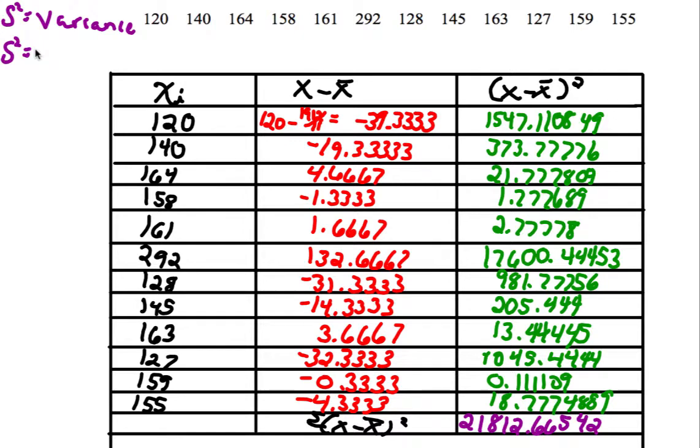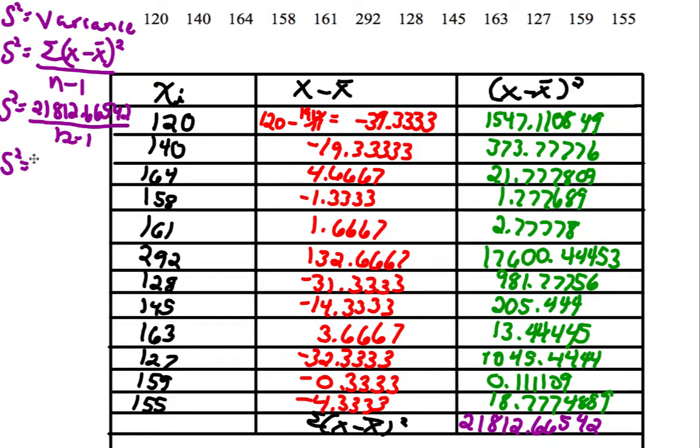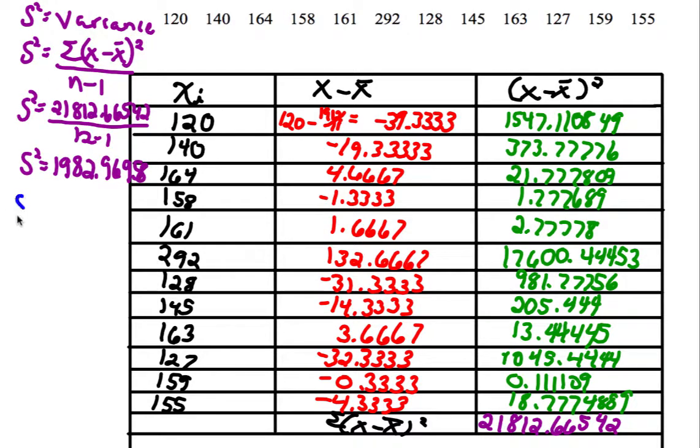Now recall our variance formula is a summation of x minus x bar squared, which is our last number in purple on this table, divided by n minus 1, or divided by 11. Using my calculator, I figure out my variance in this problem is 1,982.96.